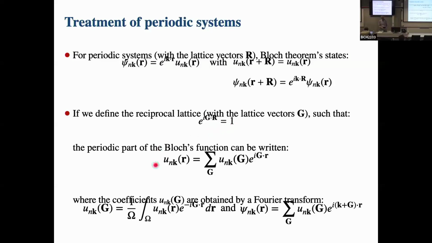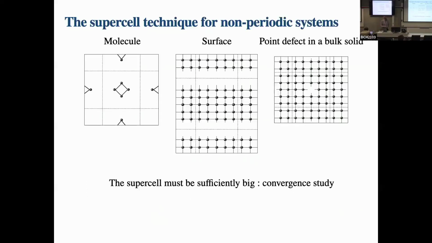They are equal to 1, and as a result, you can develop the periodic part of the wave function as a sum over these G vectors of some coefficients times the plane wave. And these coefficients can be obtained by doing a Fourier transform, and as a result, the wave function is simply a sum over these G vectors of these coefficients times e^{i(K+G)·r}, where K is the wave vector associated to the wave function.